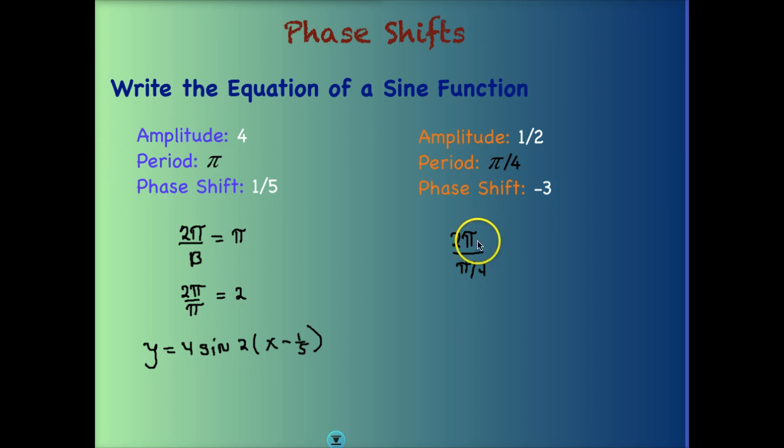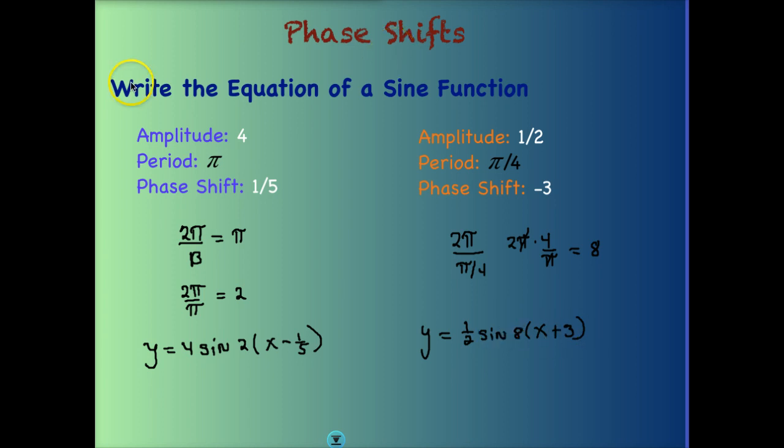So first off, let's look at our period. 2 pi divided by pi over 4 is the same thing as 2 pi times 4 over pi. The pi's then eliminate and we get 8. If we go ahead and write this function, we have y equals 1/2 sine 8 times x plus 3, since it's going to be the opposite sign. And again, we can leave our function like this, or we can distribute the 8.